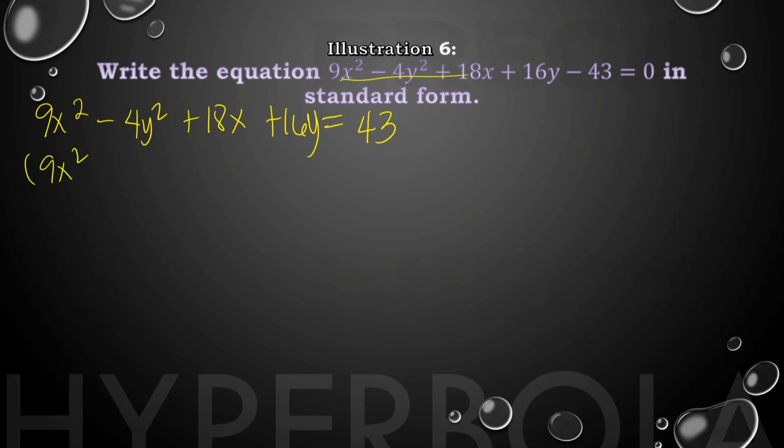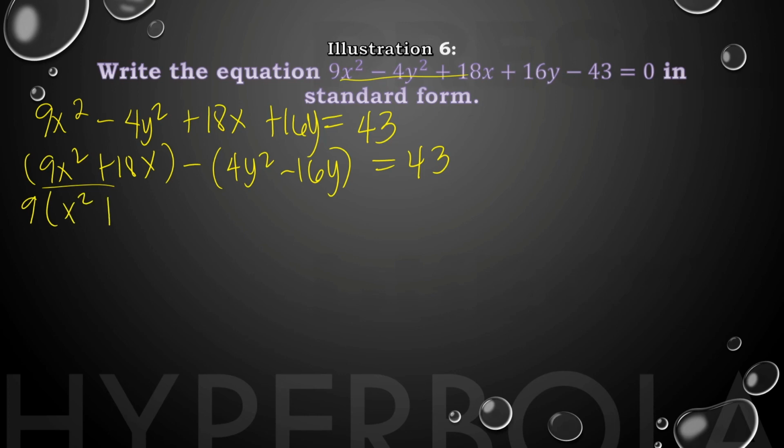So, 9x squared plus 18x minus 4y squared minus 16y is equal to 43. Factor lang natin sila. So, ilabas natin itong 9: 9 times x squared plus 18 divided by 9 is 2x. So, minus. Ilabas lang natin dito yung 4: minus 4 times y squared minus 4y is equal to 43. Dito na papasok yung completing the square method.